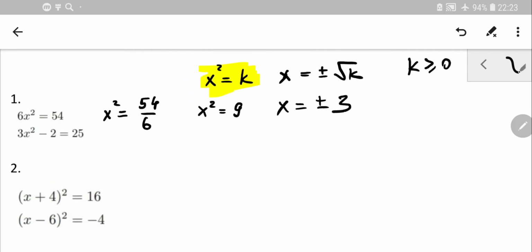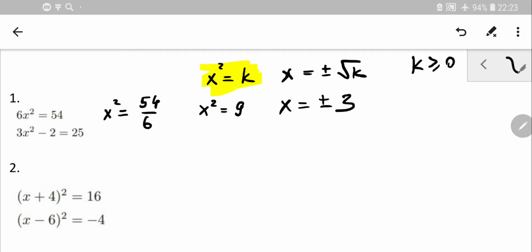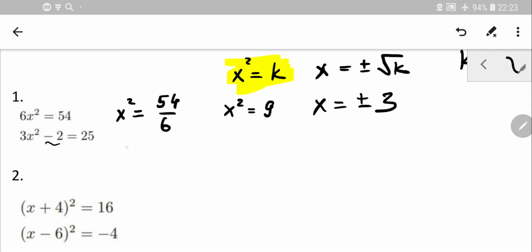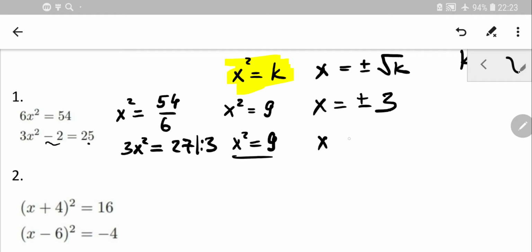Okay, let's move to the next. 3x squared minus 2 equals 25. So what do we need to do? We need to take negative 2 and transfer it to the right side. And simultaneously, if you can, just simplify. 25 plus 2 is 27. Then we get x squared equals 9 because we divide both parts by 3. That's how we arrived at this form, and now the same solution.